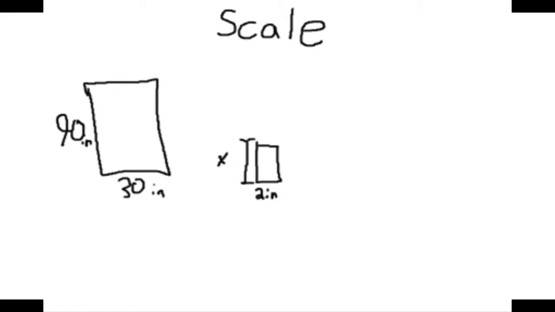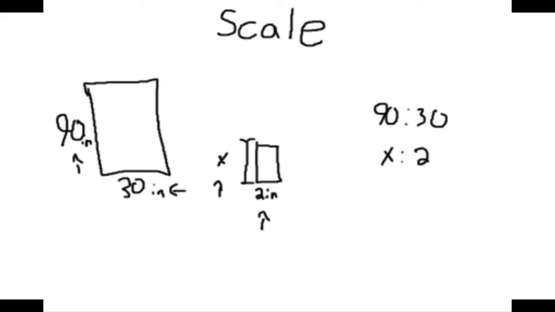So the way we're going to do this is we're going to do cross multiplication by writing up an equation. Basically, whenever we have a model, this width is to this side as this width is to that side, or vice versa. And if I were to write that as a ratio, that would mean 90 is to 30 as x is to 2.